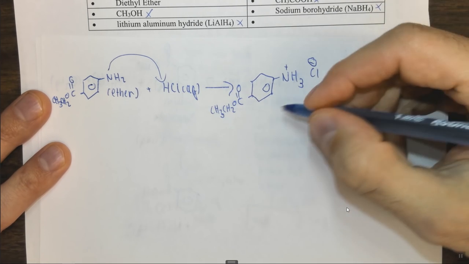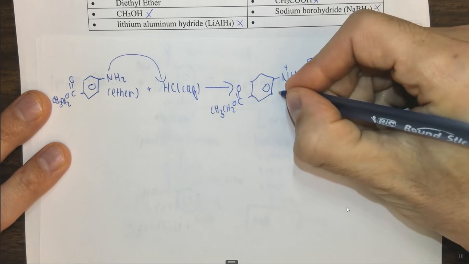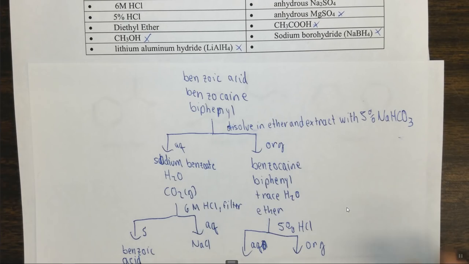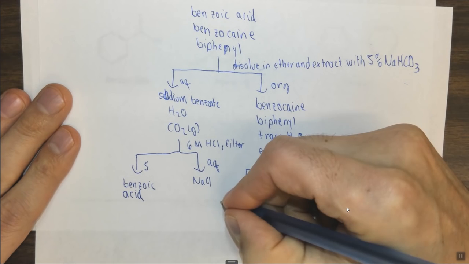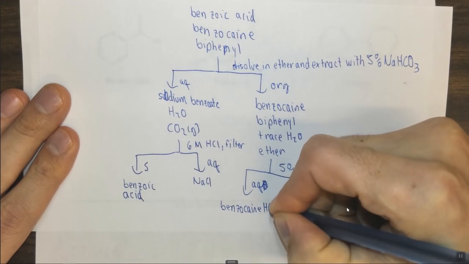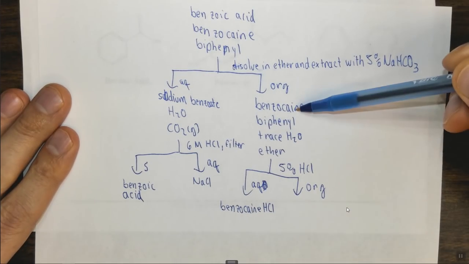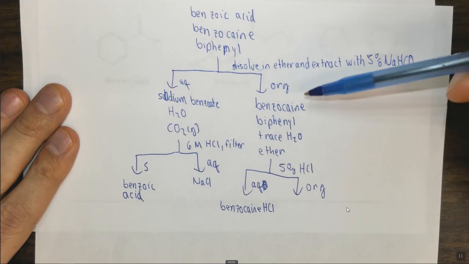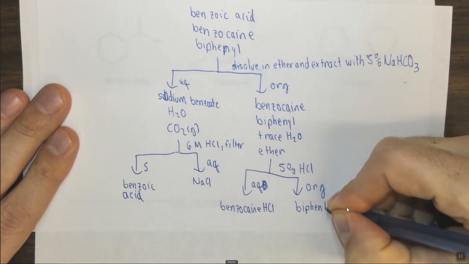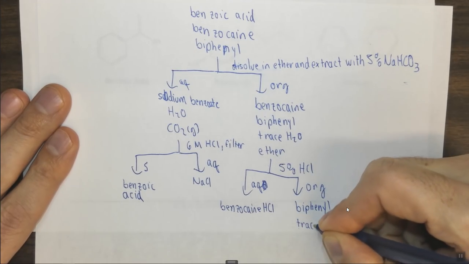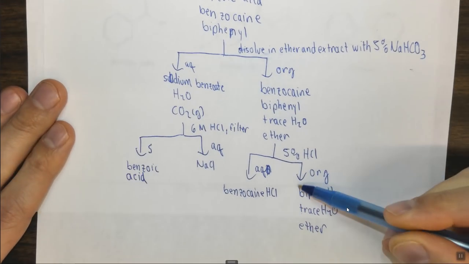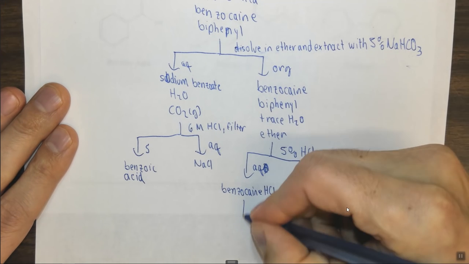This is ionic again, just like the benzoic acid case. So this is now aqueous. So we've now made this into the ionic salt. We can call this benzocaine HCl. Okay, so benzocaine hydrochloride forms when we add the HCl. Everything else just goes along for the ride. We have biphenyl. We have trace water, and we have ether.